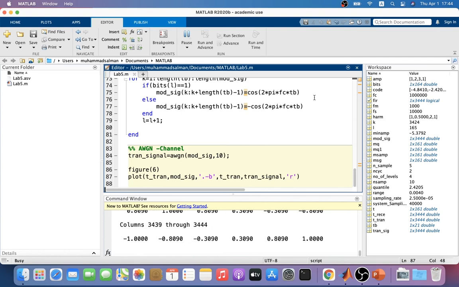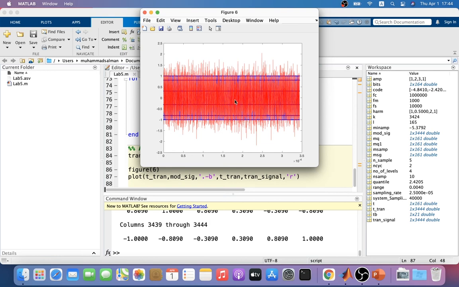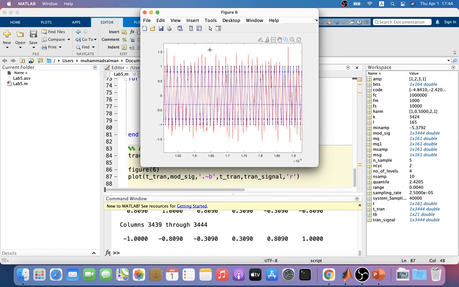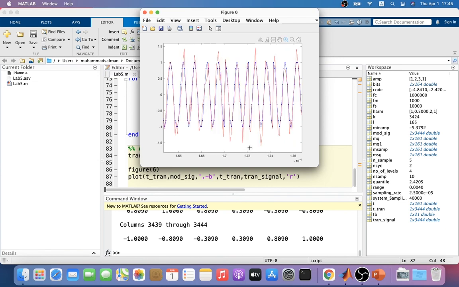If you don't put the semicolon here, you will see everything. So the blue was my transmitted signal, and the red is the received signal. So it is quite corrupted. Let me zoom in further, and you can see the red one is the received signal, and the blue one was the transmitted one.